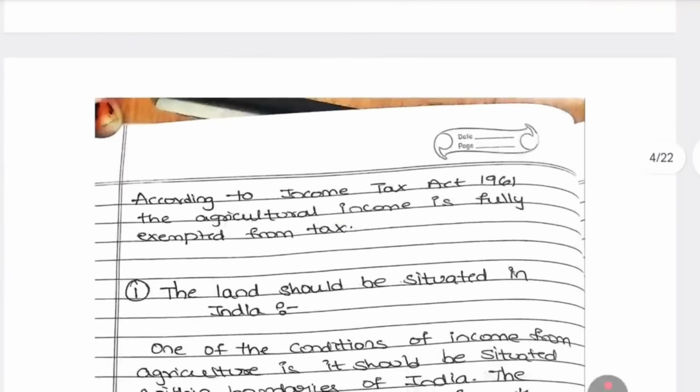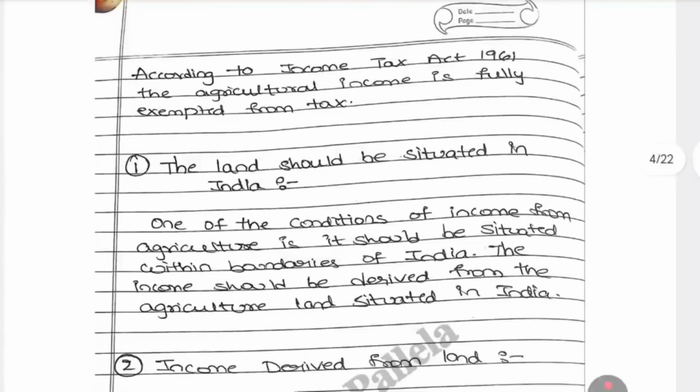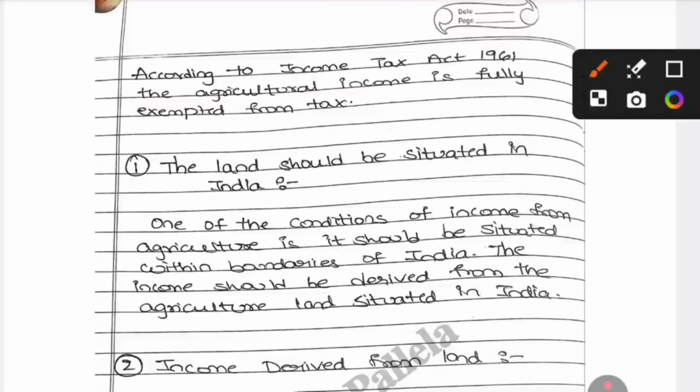Okay, and next, according to the Income Tax Act 1961, it should be situated in India. Land should be situated in India, yes or no? The Income Tax Act in India according to 1961 states that there is no need to pay income tax if the land is used for the agriculture sector and is in India.